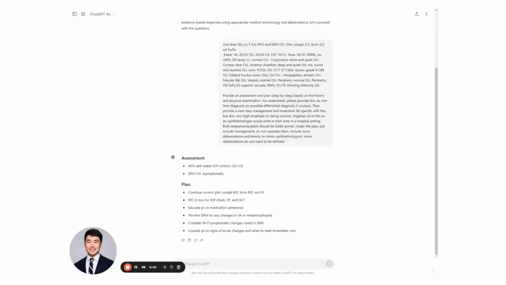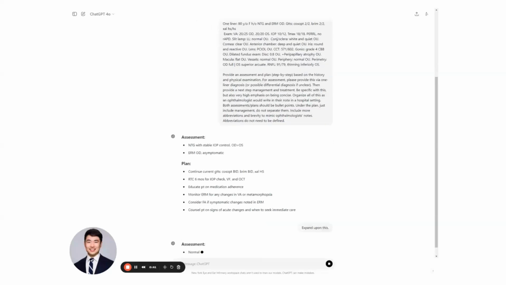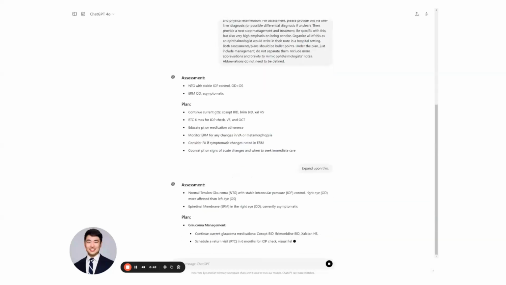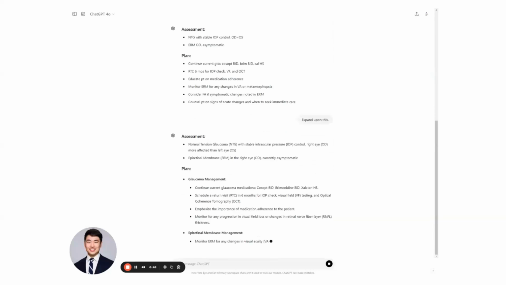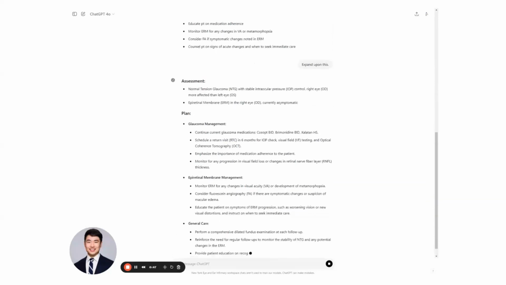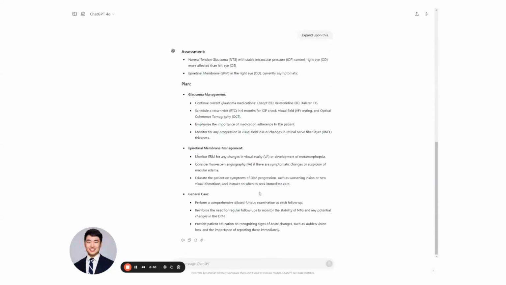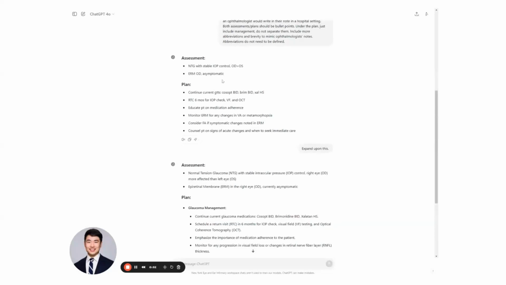And as you can see here, an assessment plan is generated like how we would write in our EMR. And then I just was curious and wrote expand upon this in case any of you want more information about the assessment plan, since the more condensed version was shown above.